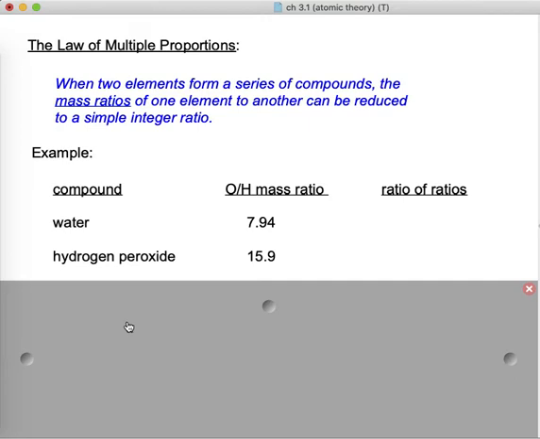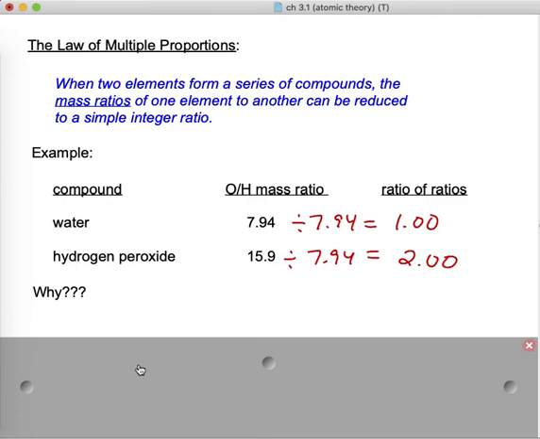Okay? The law of multiple proportions says that I can take these mass ratios and reduce them or simplify them to a simple integer ratio. And I do that by dividing them each by the smaller. If I divide 7.94 divided by 7.94, I get 1.00. If I divide 15.9 by 7.94, I get 2.00. A simple integer ratio. Isn't that weird? It always happens. No matter how many different series of compounds you look at, you can always do this.